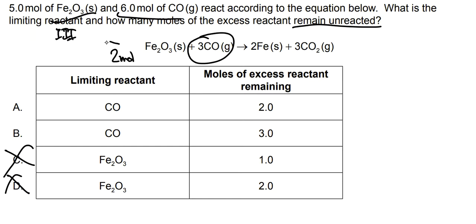So 2 moles of iron 3 oxide is going to react. And we have 5 moles initially, so 5 minus 2 will be 3 moles that remain. So the answer is going to be B.